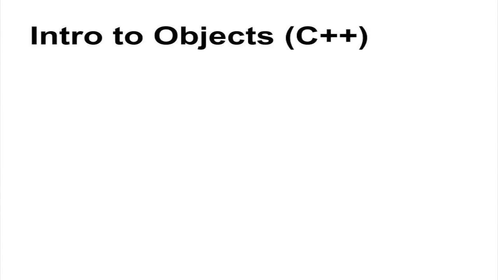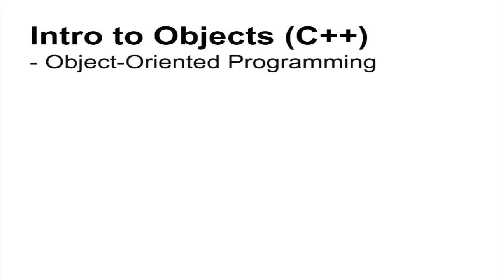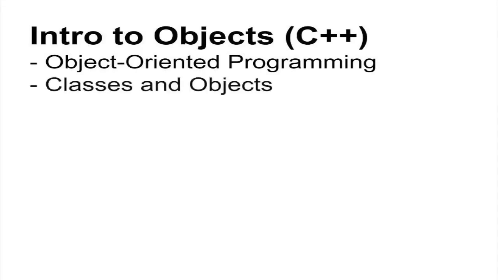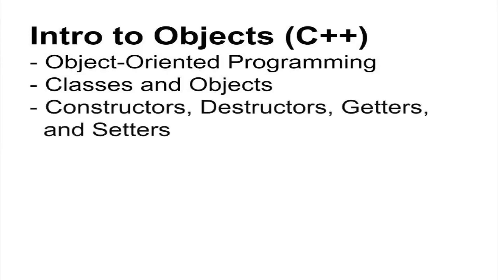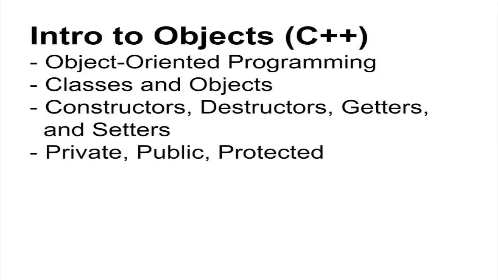In this tutorial, we will be taking an introductory look at object-oriented programming in C++. Here we will look at classes and objects and their various components. We will look at the basic types of class operations such as constructors, destructors, setters, and getters. Finally, we will look at the key words private, public, and protected.